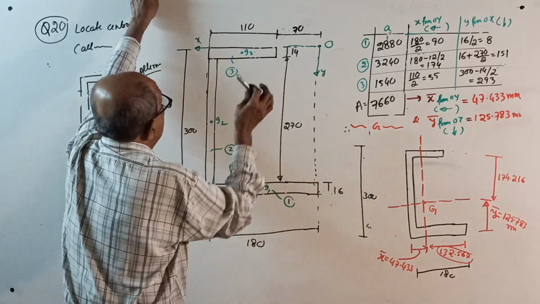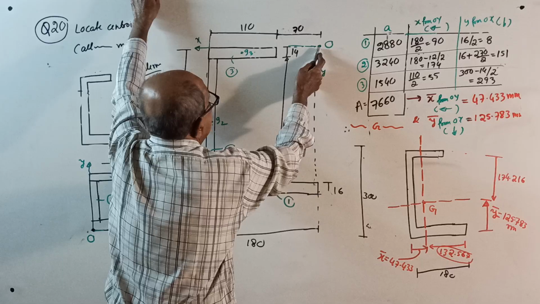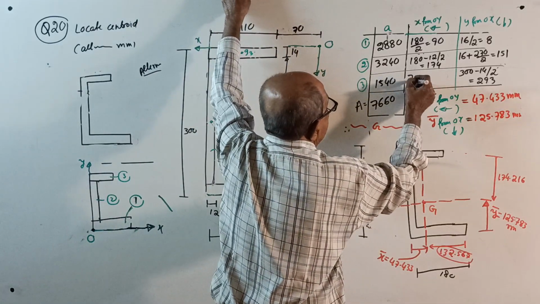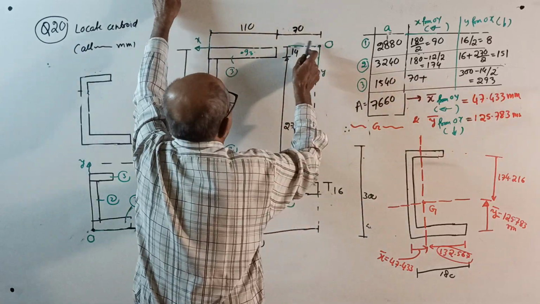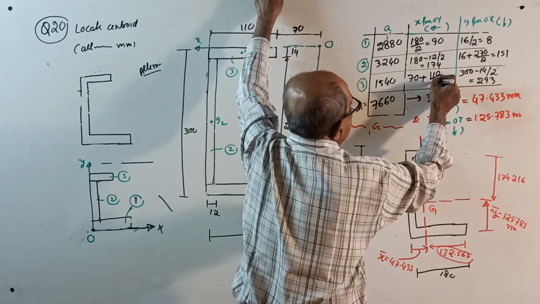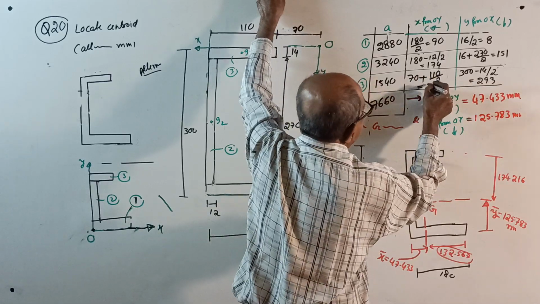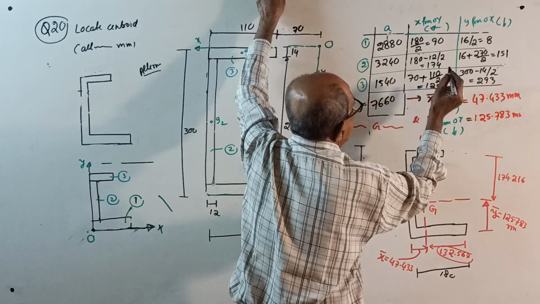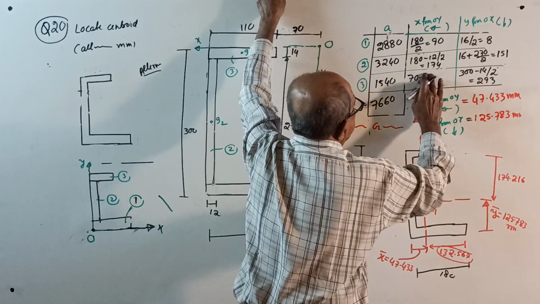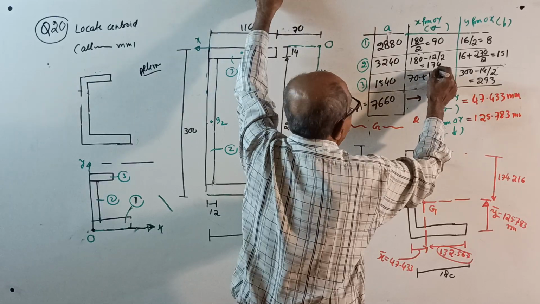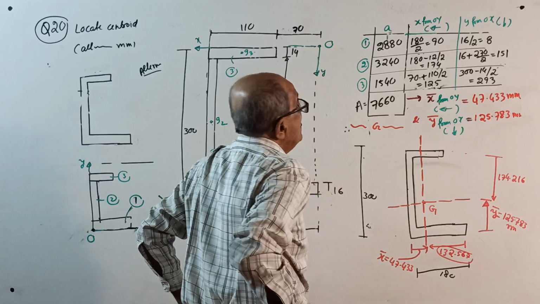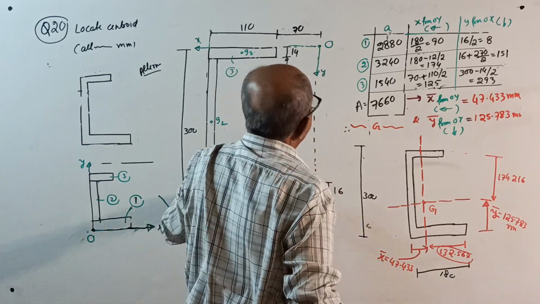180 minus 12 by 2. X3, see, 70 gap, 70 plus half of 110. 110 by 2, it will come 125. 70 plus 110 divided by 2 is 125. And y distance, correct, 125, correct.